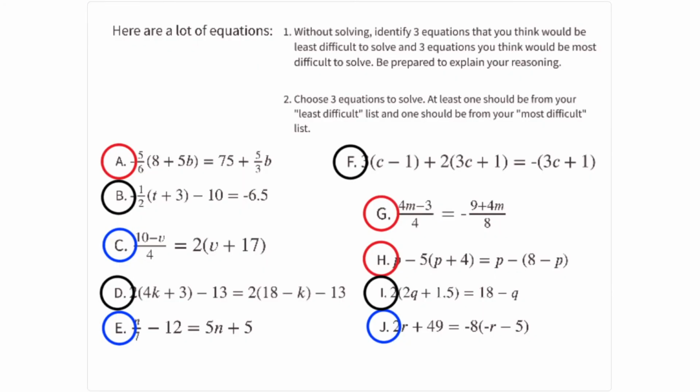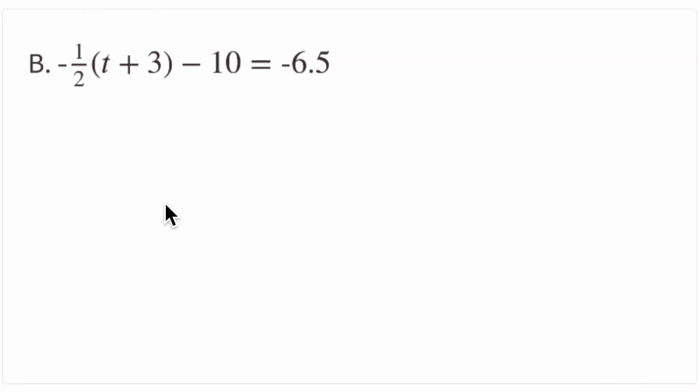The 4 equations that are in between, being a bit on the easier side and a little bit more on the more difficult side, those 4 equations that are in between are equation B, D, F, and I. So beginning with equation B, it looks fairly simple. There's one variable here, t, and you have to distribute this negative 1/2. You have to think about whether or not you want to change this to addition. I always do. And there's a decimal here.